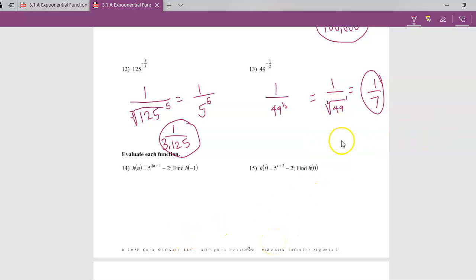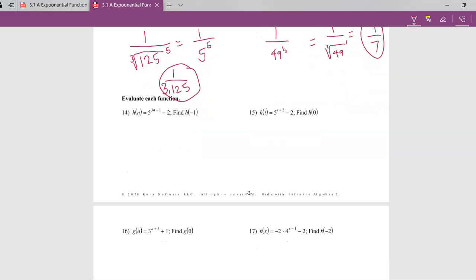Okay, and then our last section, we are simply just evaluating at the given x value. In this case, n value, I suppose. So this is just saying evaluate this function at this value. So h of negative 1 is equal to 5 raised to the power of 3 times negative 1 plus 1, minus 2. So all I'm doing here is I'm replacing the variable with whatever's in the parentheses, in this case negative 1.